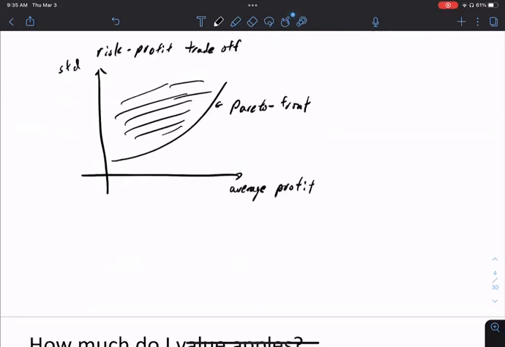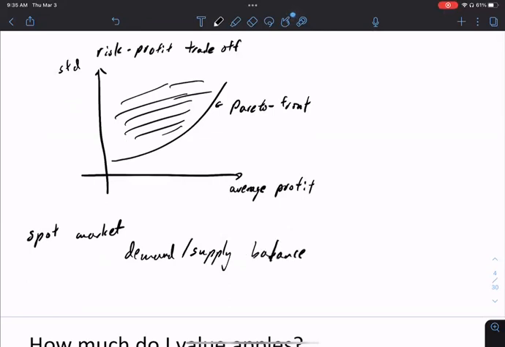So next we're going to look at the spot market. We'll do a very, very simplified version. Think about demand and supply balance. So this will be demand. Demand and supply balancing is the idea we'll look at.